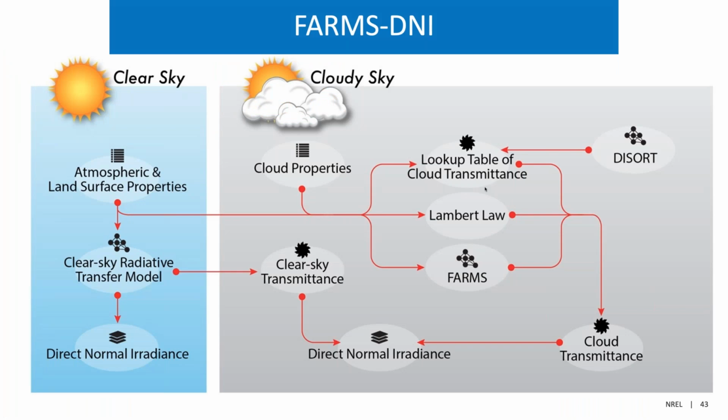I won't delve into the details of this slide, but essentially, if you look closely, what we're doing is we have this lookup table of cloud transmittances, and there's a Lambert law and there's a FARMS model. All of it combined will give you a cloud transmittance, which will give you your DNI more accurately in cloudy sky situations.